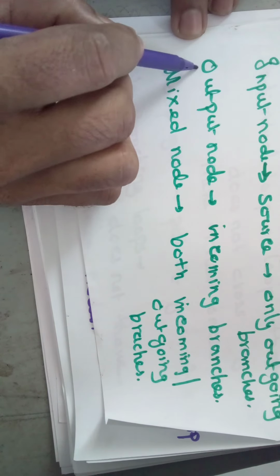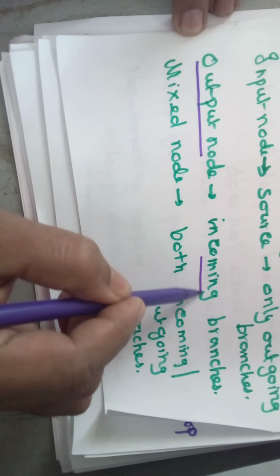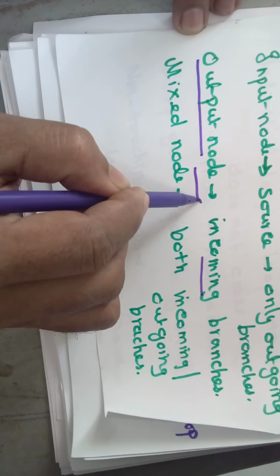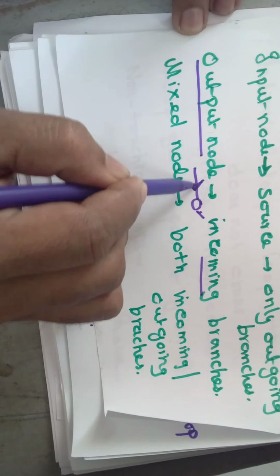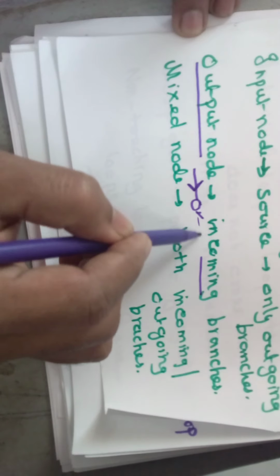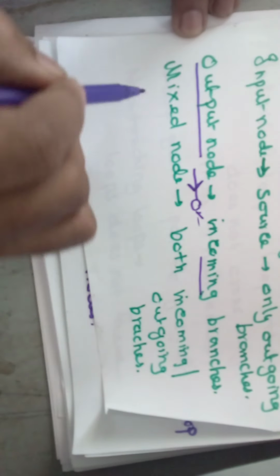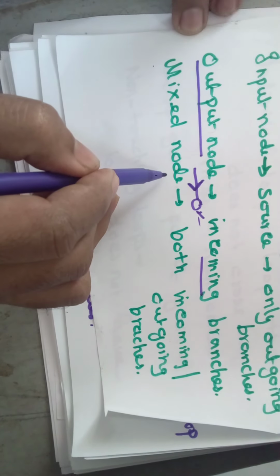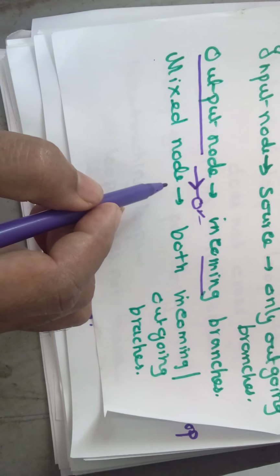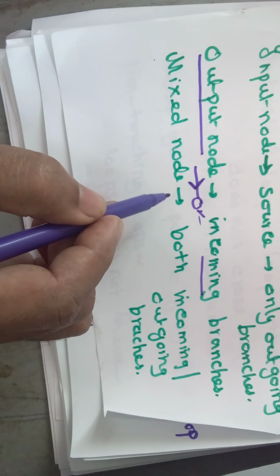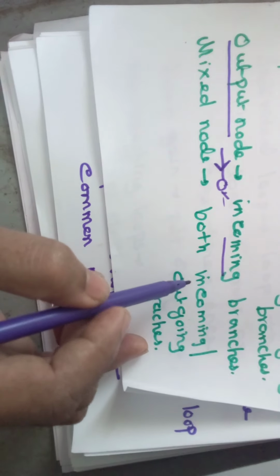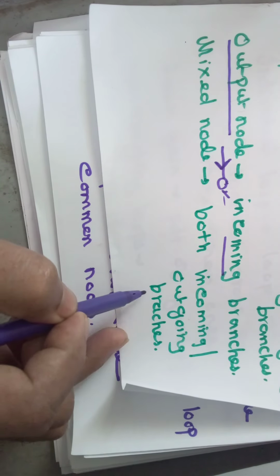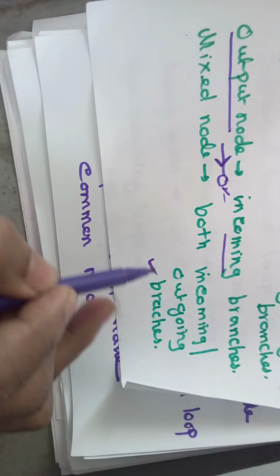What is an output node? An output node will have incoming branches. For example, if this is an output node, it will have incoming signals only. There is no outgoing signal from this node. Next one is the mixed node. A mixed node has both incoming as well as outgoing signals, or we can say it has both incoming as well as outgoing branches.